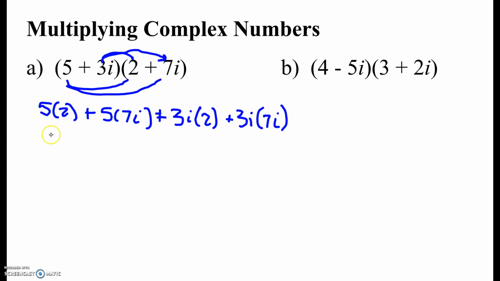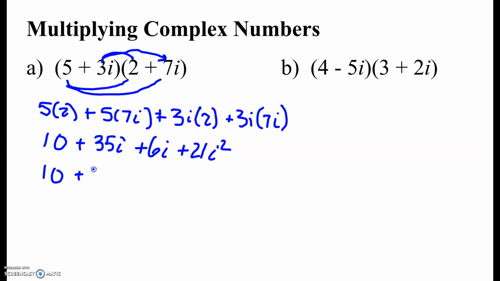Simplifying this a little bit, we have 10 plus 35i plus 6i plus 21i squared. But again, that i squared, that's like a -1. So this is the same as 10 plus 35i plus 6i minus 21.